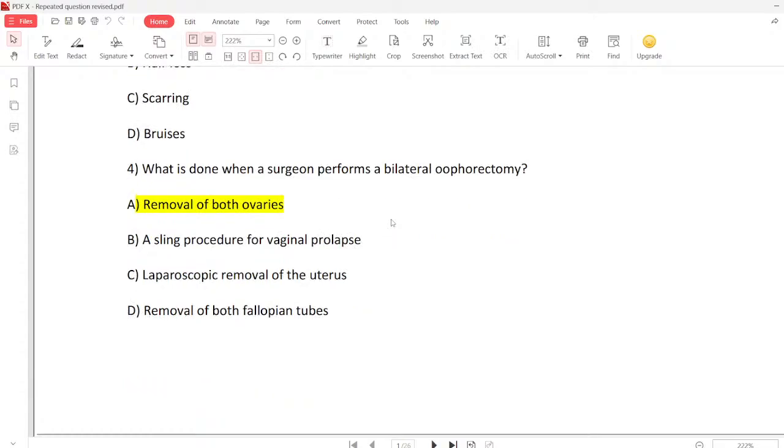And fourth one is, what is done when a surgeon performs a bilateral oophorectomy? It's a most important question and a repeated one. Bilateral means both. Ectomy means removal. So oophorectomy means removal of both ovaries. Removal of both ovaries. Clear?